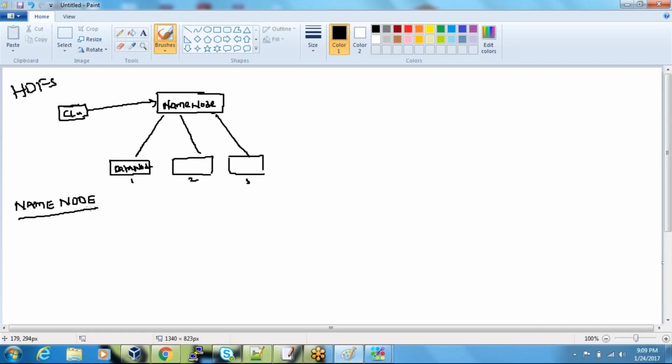The name node is a master node. The very first point is that it is a master node, which maintains and gives instructions to slave nodes, who give instructions to the slave nodes to perform something. And it manages the cluster. It also maintains the namespace information.